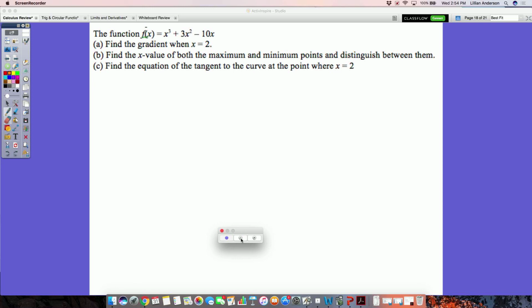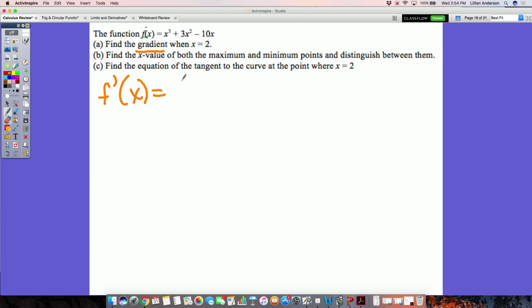It asks you to find the gradient when x equals 2. Gradient means what? Slope. Which means you have to do the derivative. So you should have done the derivative to start out with, which was this. And then you plug in 2 to find the slope when x is 2.